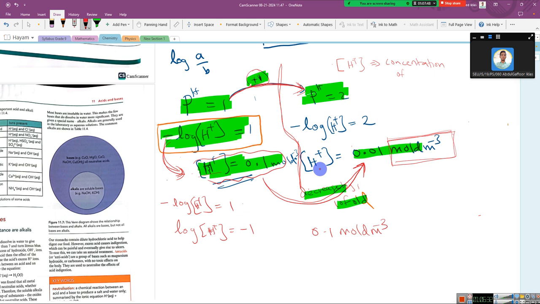Log H plus concentration. Now you see here, we take this minus and this minus comes here. For example, if you have minus x is equal to y, can we write it as x is equal to minus y? Yes, we just multiply the entire equation by -1. Likewise, I just multiply this equation by -1, so it will become log H plus is equal to -1.